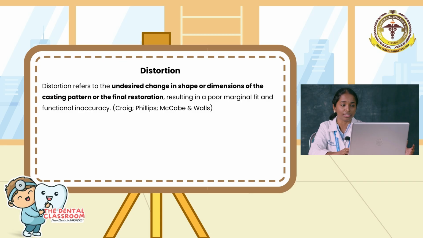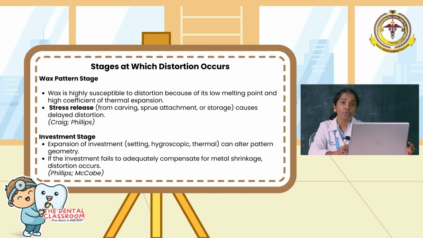Now coming to distortion. Distortion refers to undesired changes in the shape or dimension of the casting pattern or the final restoration, resulting in a poor marginal fit and functional inaccuracies in the prosthesis. This distortion can occur at various stages. One such stage is the wax pattern stage, where the wax itself will release so much stress during carving, sprue attachment and even storage of the wax. Also, wax is highly susceptible to distortion because of its low melting point and high coefficient of thermal expansion.